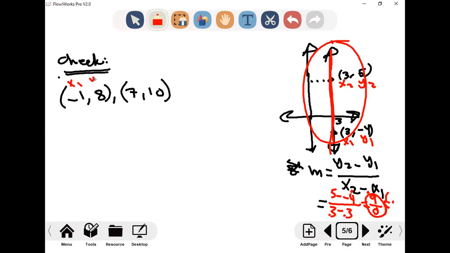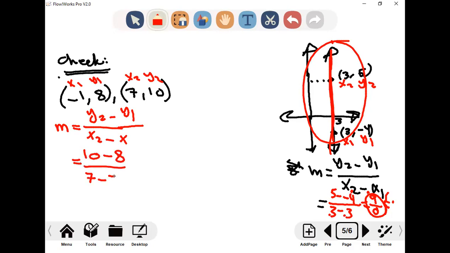Here x1, y1, x2, y2. Apply the formula to find the slope: y2 minus y1 over x2 minus x1 equals 10 minus 8 over 7 minus negative 1, right? Equals 2 over 8, which is 1 over 4. They told us they want it as a decimal: 0.25. Done? This is how we can find the slope. Thank you. Good. Now let's go to example 6.